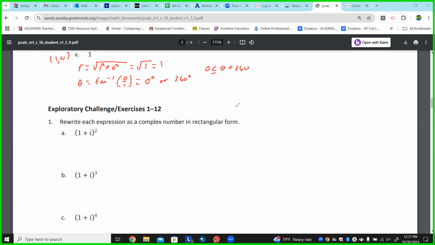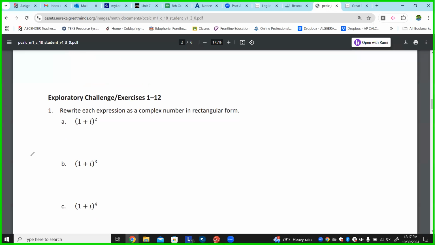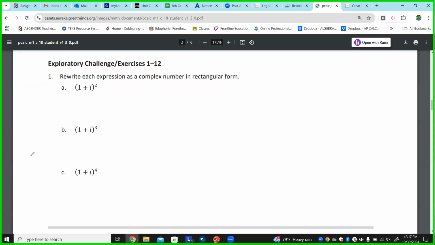All right. So this was an exploratory challenge. If you started it because you finished the opening exercise yesterday, let's see just how far you went. This is basically trying to get you to understand z to the 4th power on the test, without actually having to do this part right here, which is what we were taught in the previous topics. Then you would have to distribute a whole bunch of times before you finally got an answer.